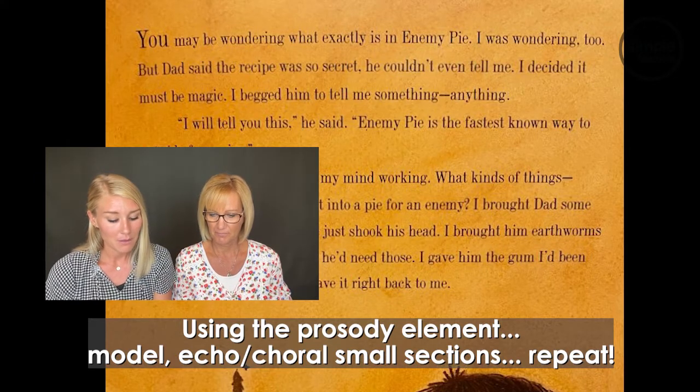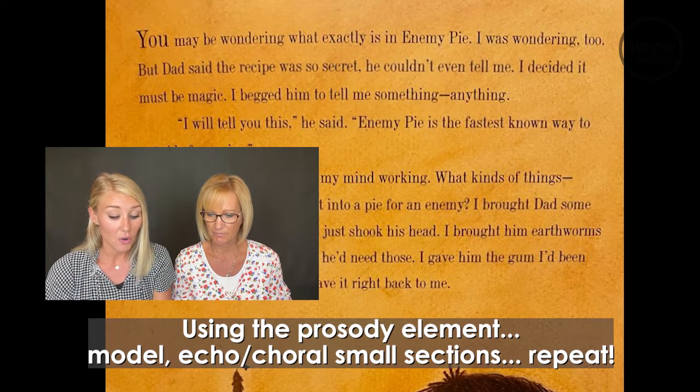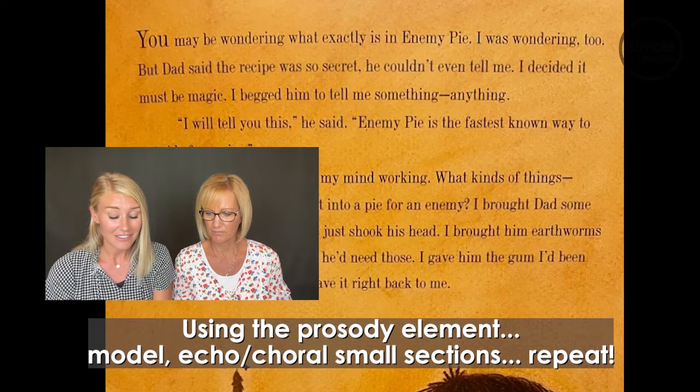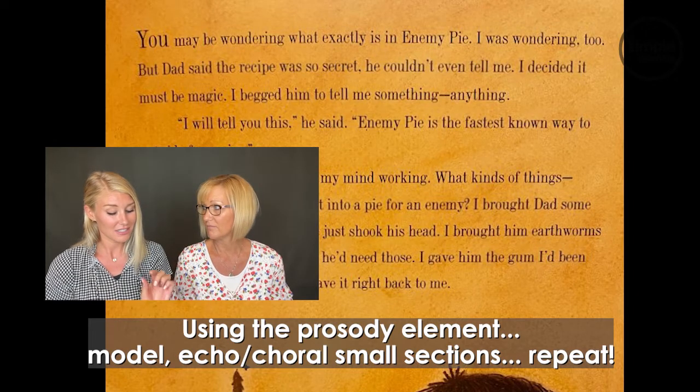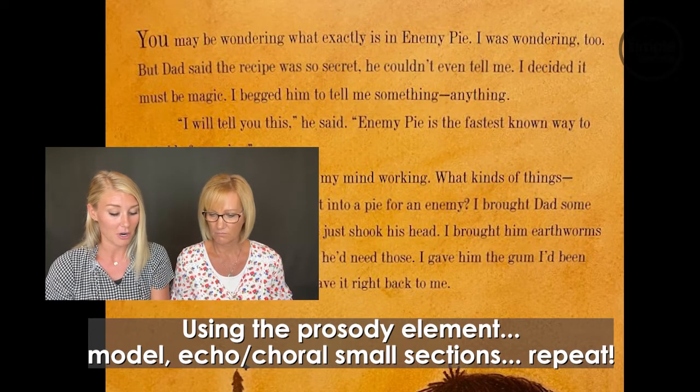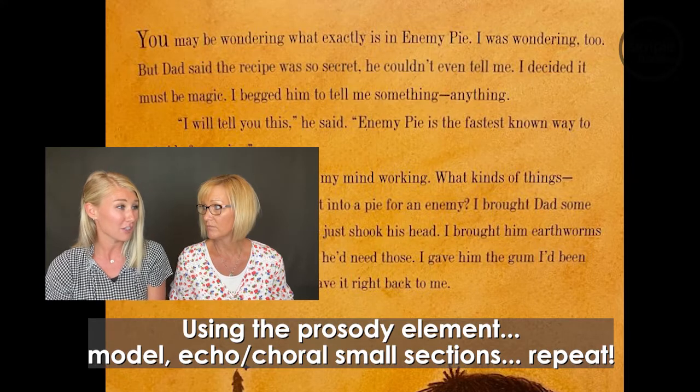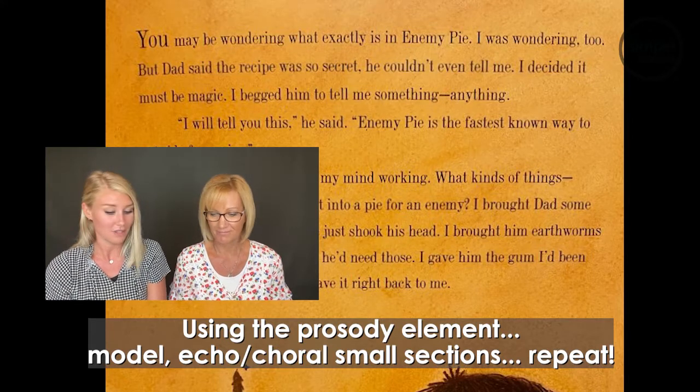My turn. But Dad said the recipe was so secret, he couldn't even tell me. I decided it must be magic. I begged him to tell me something, anything. Now, I used a lot of volume in that, maybe just a tad of intonation in parts like I begged, volume and intonation. Do it with me.